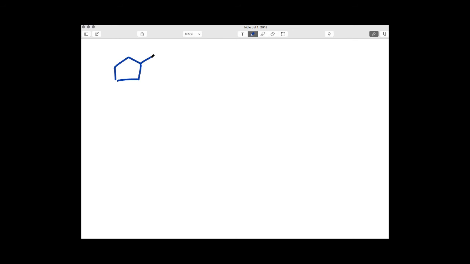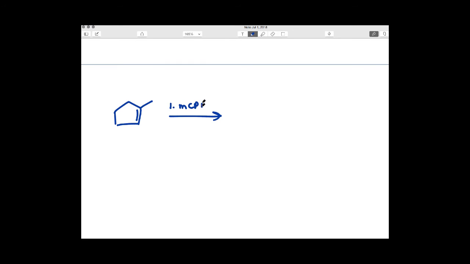So now suppose we want to make a trans diol, so not a cis diol. Then probably the best way to do that is to make an epoxide using a peroxybenzoic acid like MCPBA. MCPBA, metachloroperoxybenzoic acid. You can just know it as the acronym, you don't have to know the structure of it yet. You will later though.